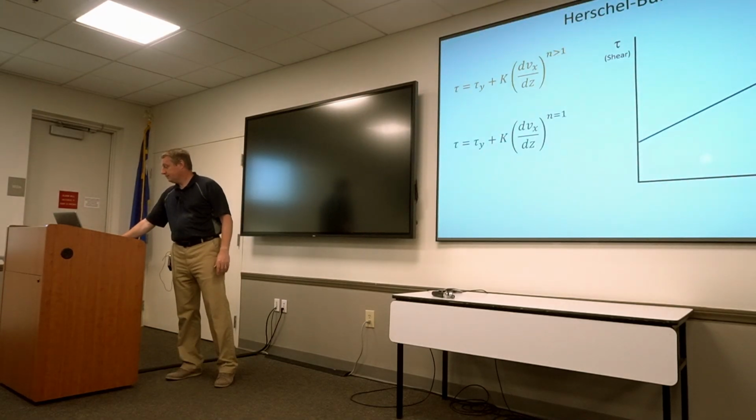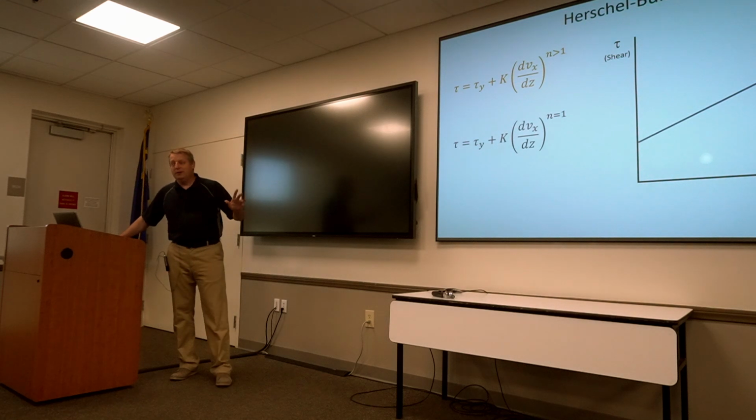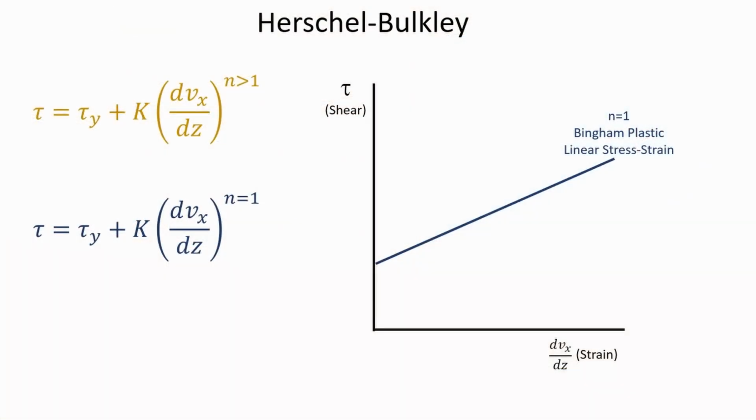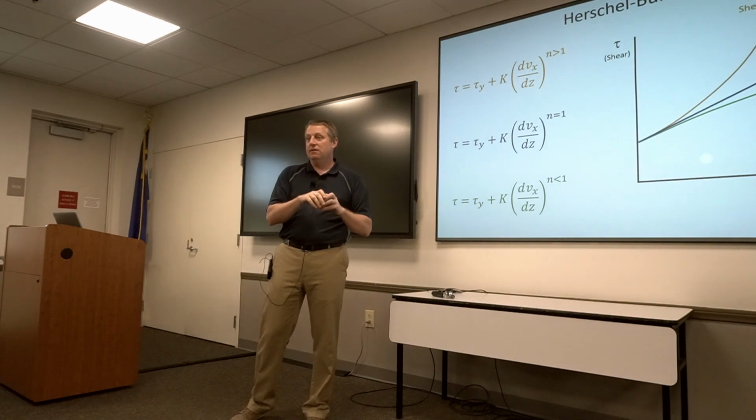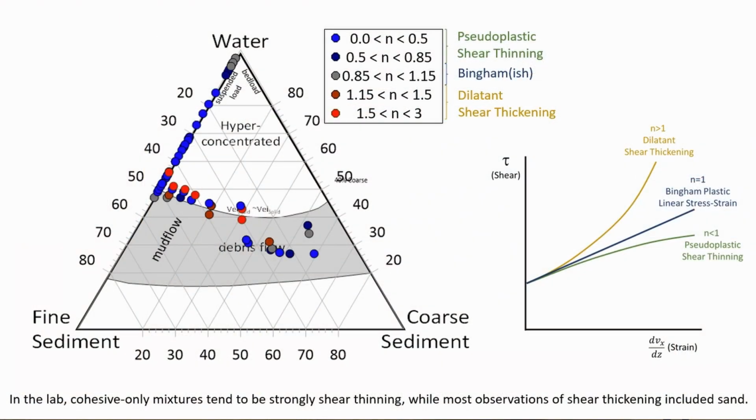But just as a reminder, if your n value, this is a different n, if the power of your strain term is greater than 1, then you are dilatant, shear thickening. You have the same properties as the cornstarch, right? The more you stress it, the stronger it gets. And if it's less than 1, you're pseudoplastic. You have shear thinning. That's awesome. Shear thinning. I'm almost done talking. The more you stress it, the weaker it gets. Well, thinning is the right answer for cohesives.